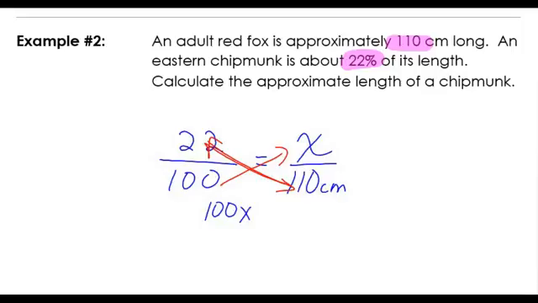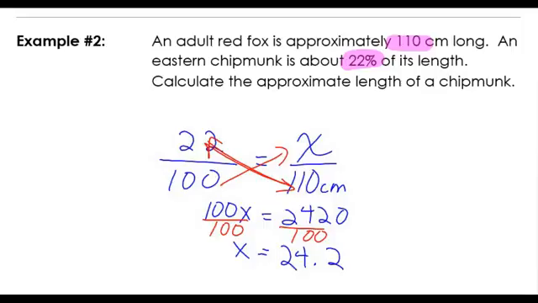110 times 22 works out to 2,420. Almost done. I'm going to divide by 100 to isolate x on both sides, and that's going to give me 24.2. So when I work that out, I get 24.2. If I'm approximating, I can leave that to the nearest whole. The question doesn't specify, so you can kind of leave that how you want.